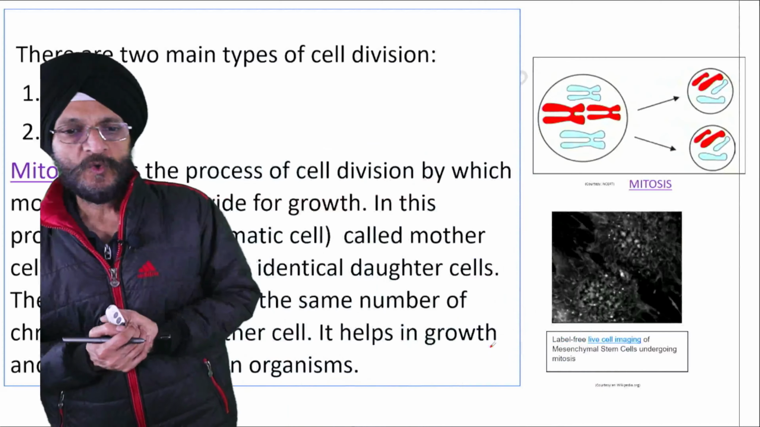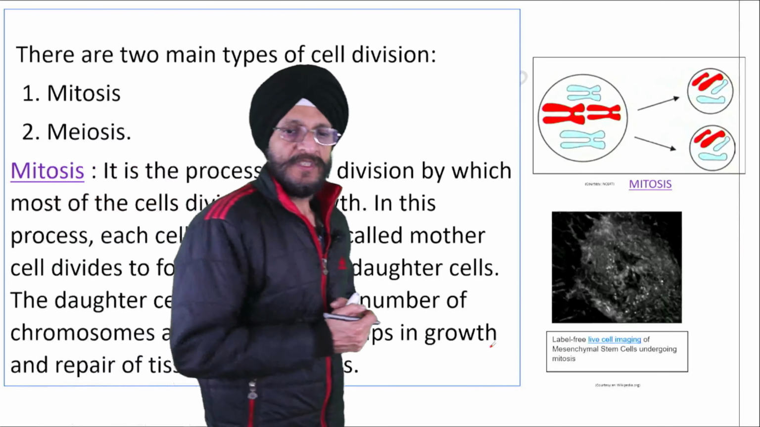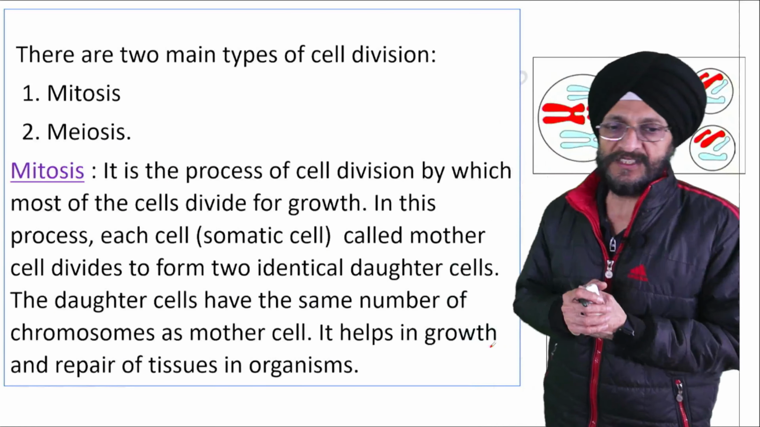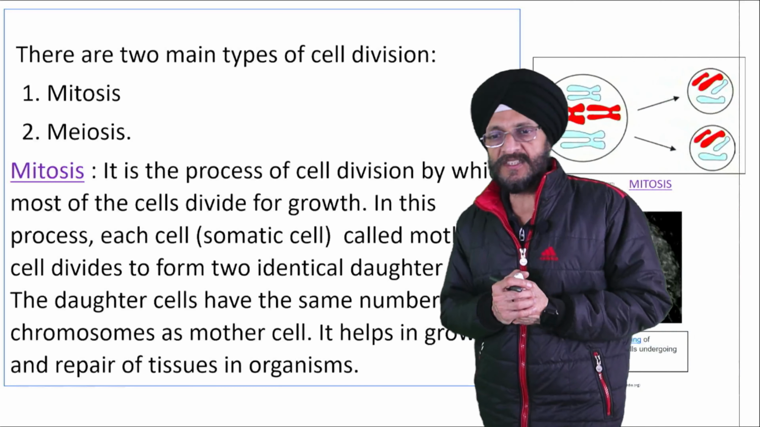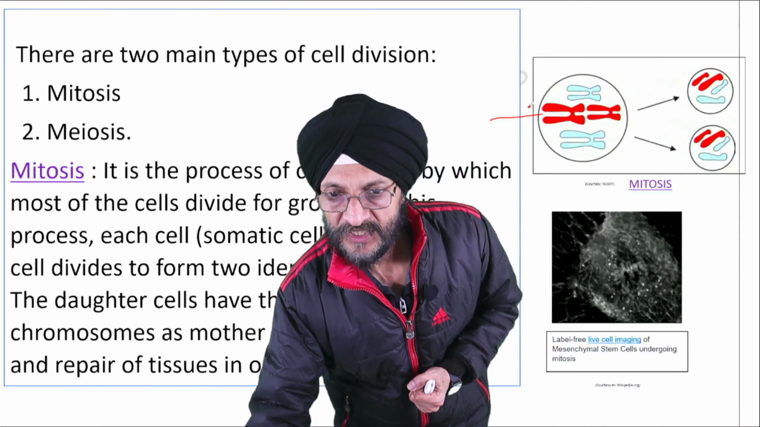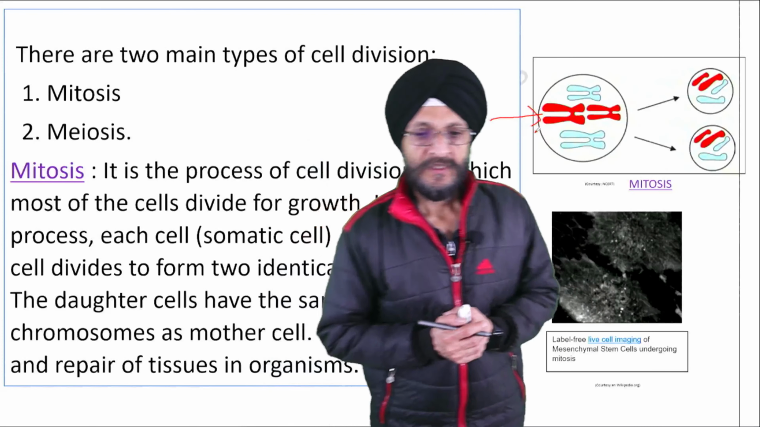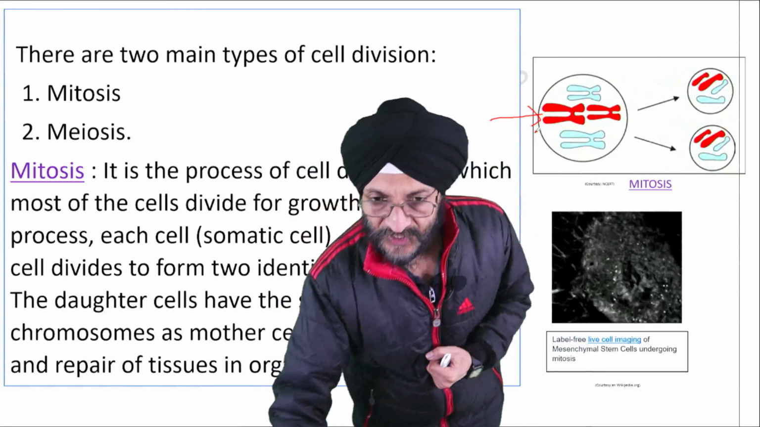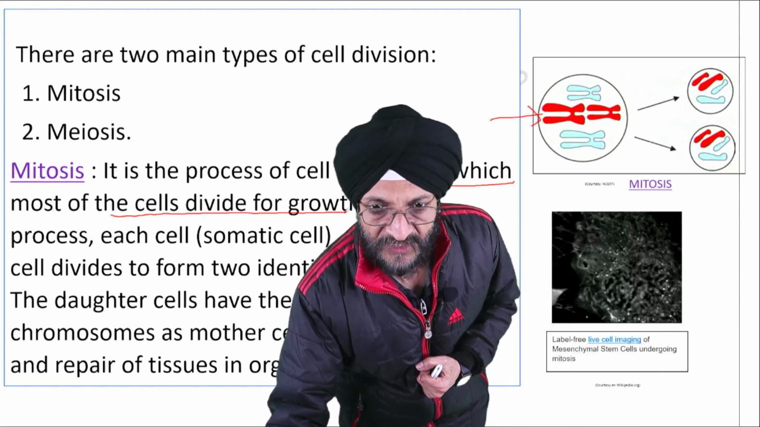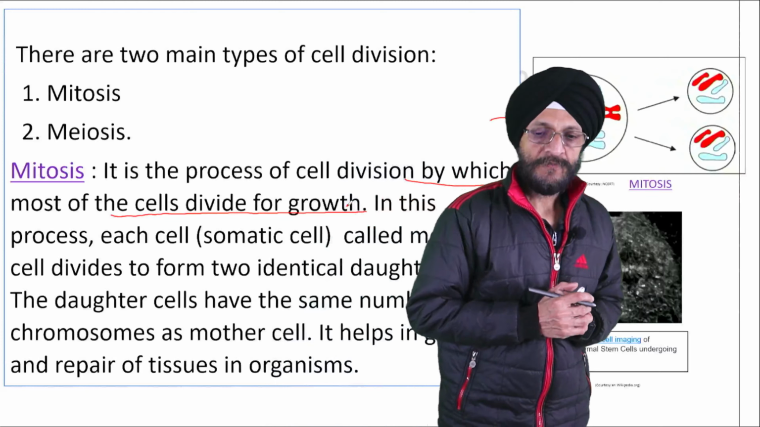There are two main types of cell division. First is mitosis and second is meiosis. First, mitosis. The process of mitosis has been shown here. Mitosis is the process of cell division by which most of the cells divide for growth.